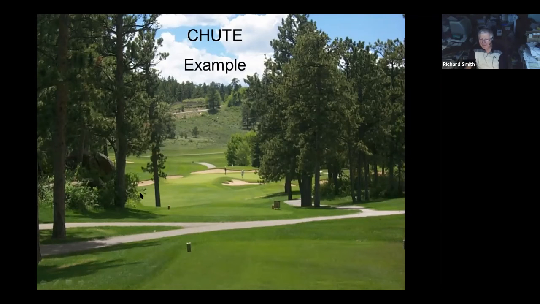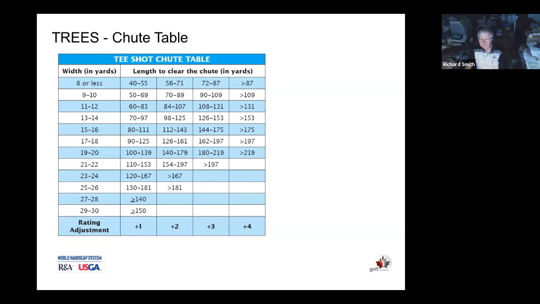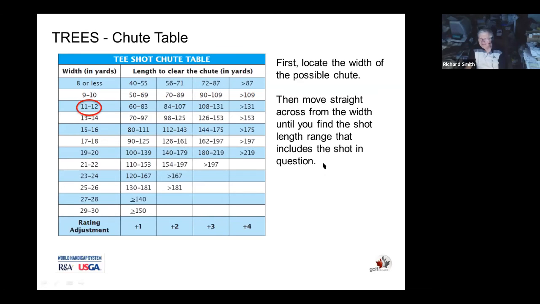Here's an example. There's what would be the width of the chute. It's only 12 yards wide. And the narrowest part is located, say, 70 yards from the tee. The chute table locates the width of the possible chute. Here it would be 12 yards.